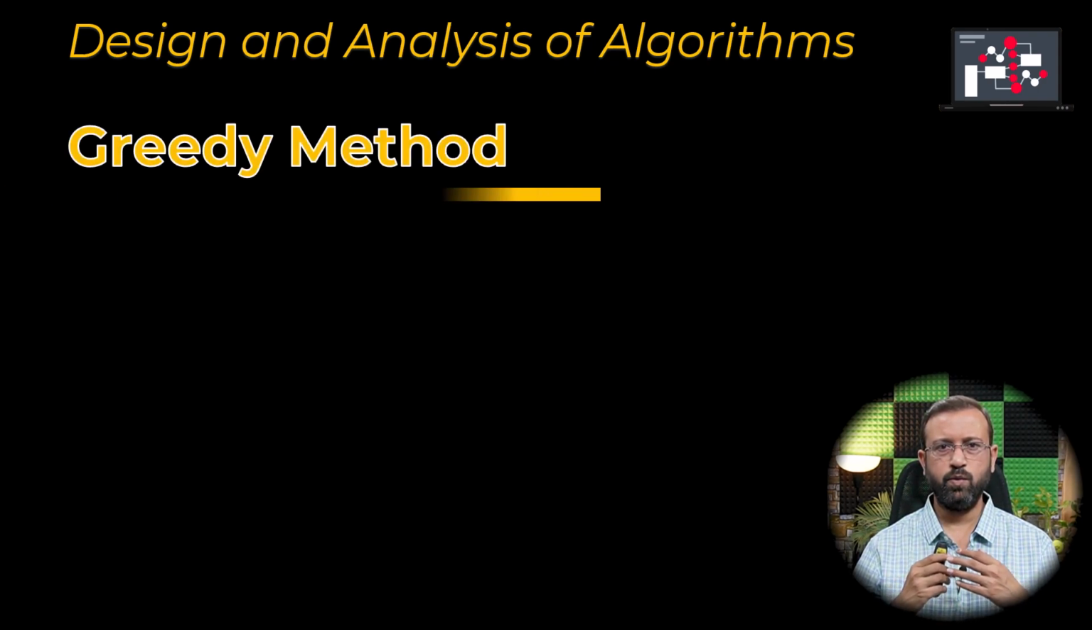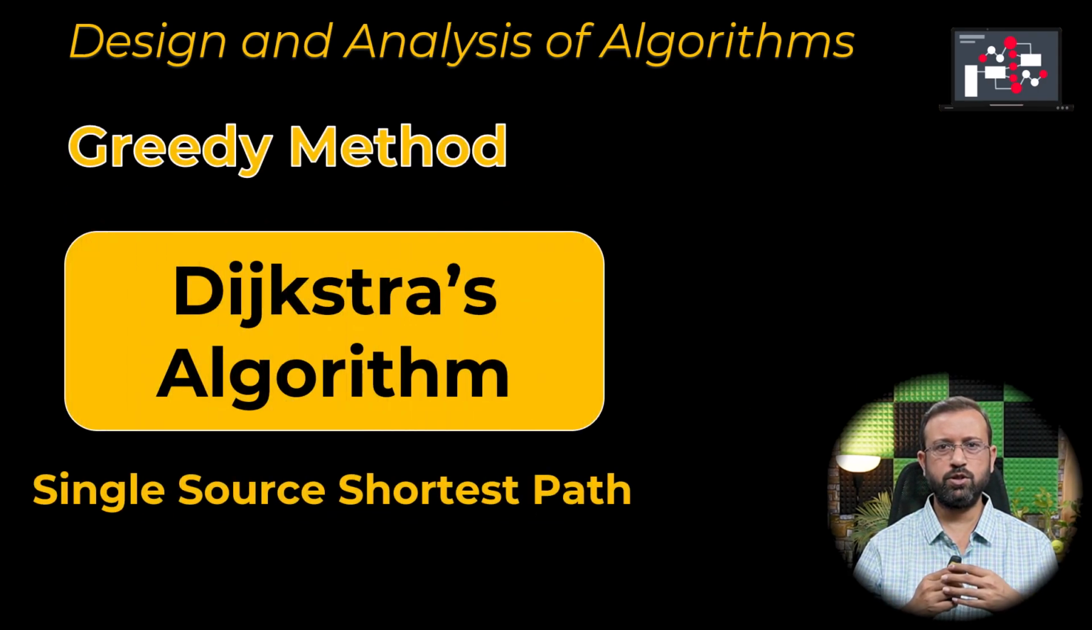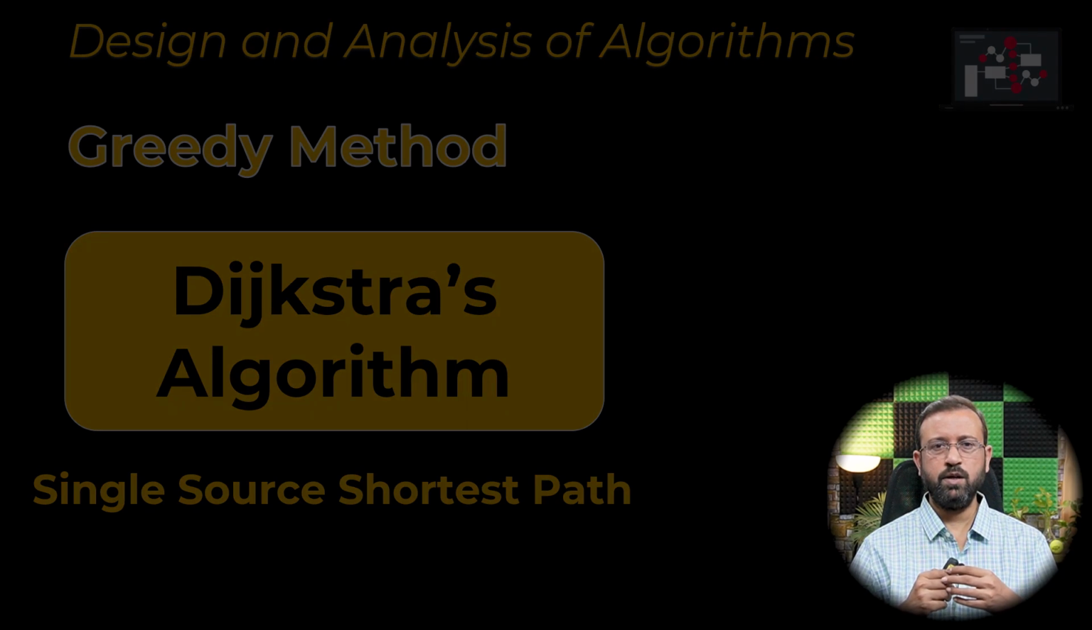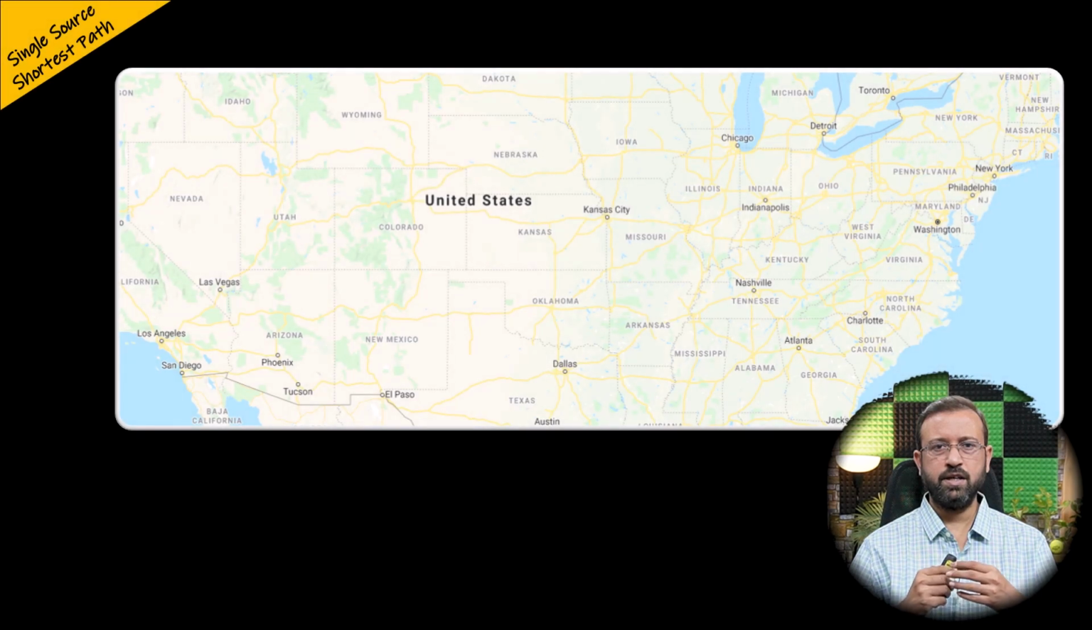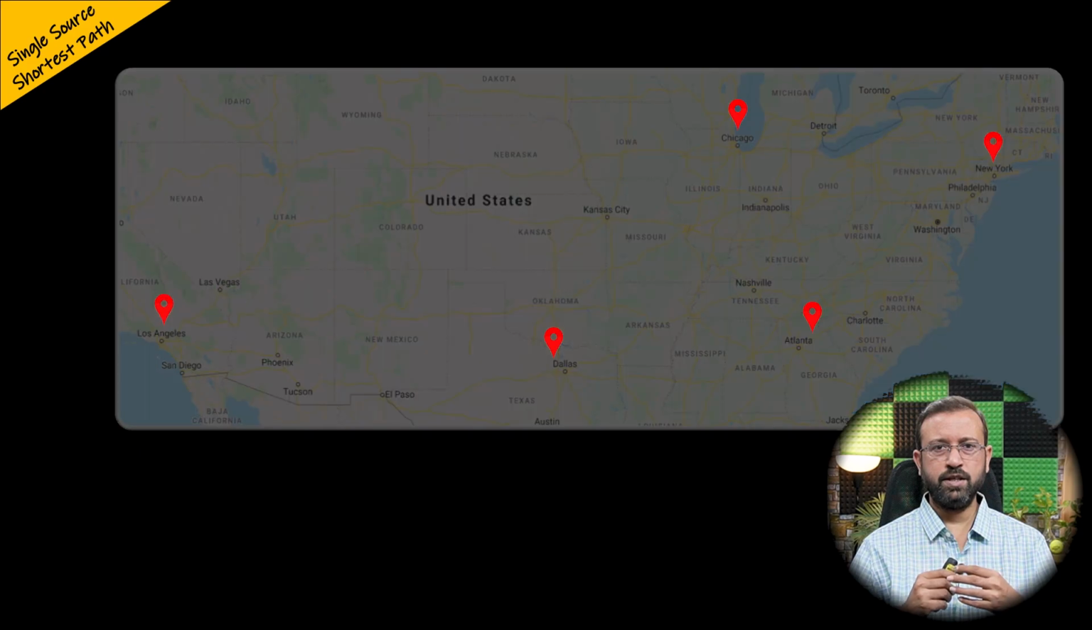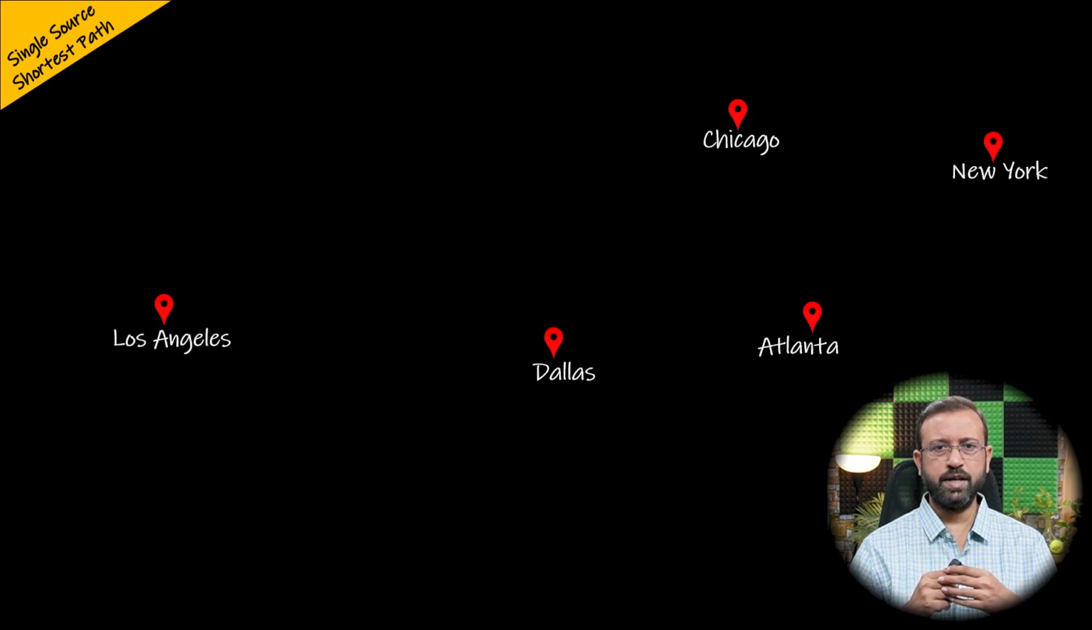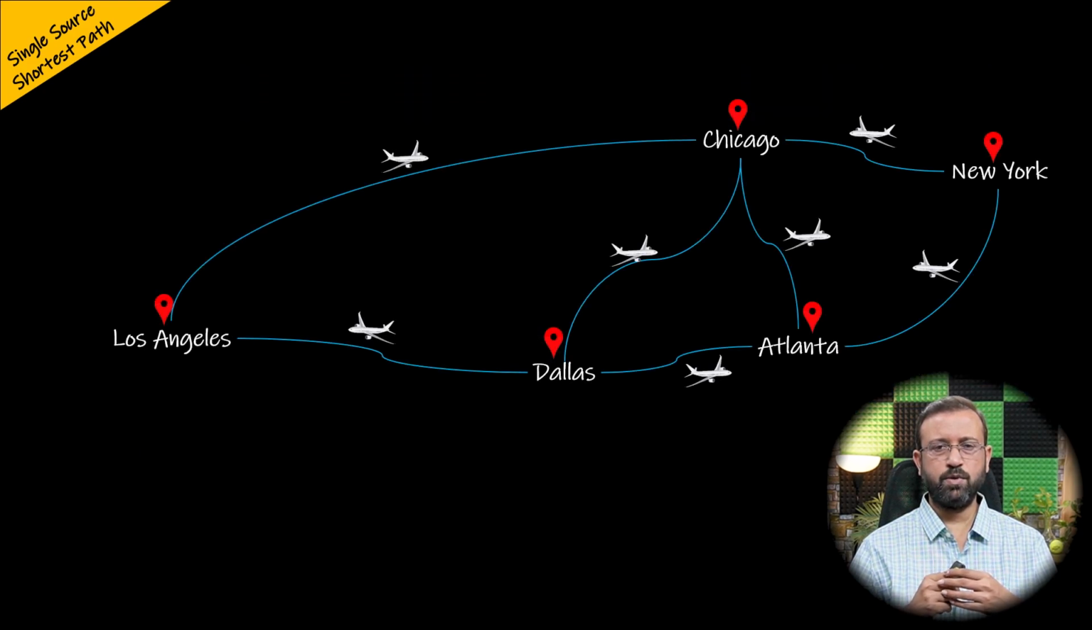In this video, we will look at the single source shortest path problem using the greedy method, which is solved using Dijkstra's algorithm. The topic of single source shortest path is related to graphs, and graphs have many applications. For example, graphs can be used to represent a network of airports. In such a graph, the vertices represent the airports and the edges correspond to available flights between airports.